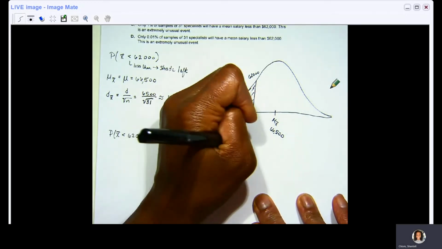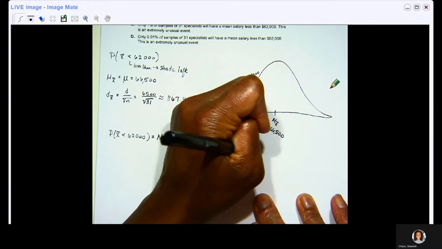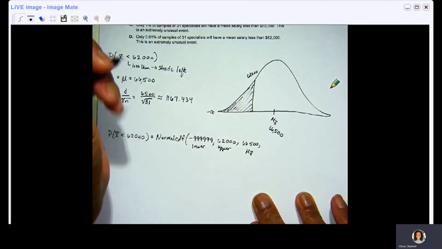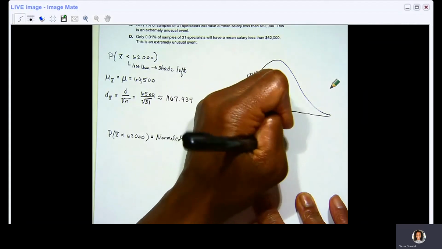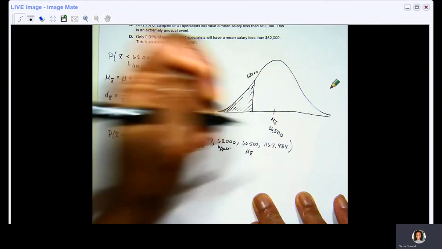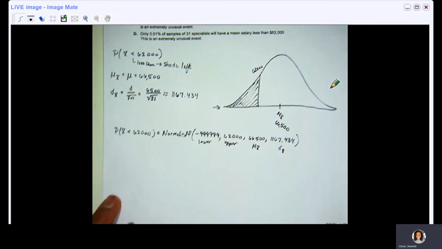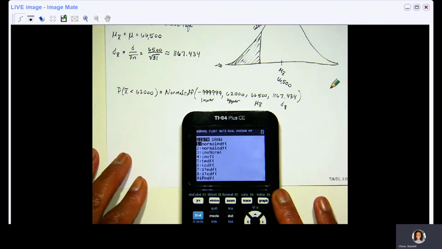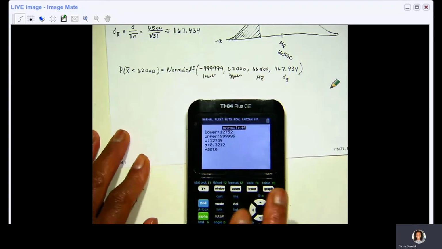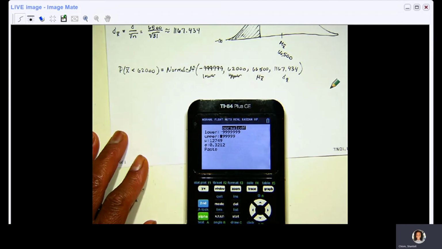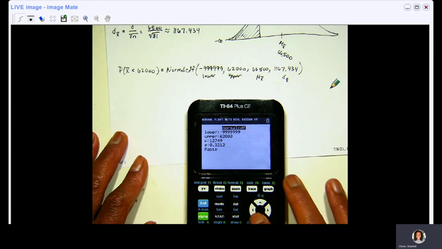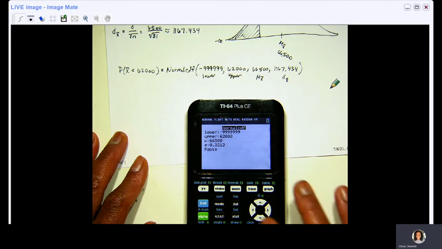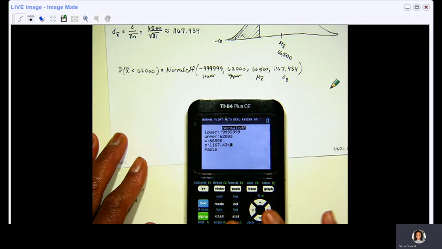My mean mu sub X is 66.5, and my standard deviation is 1167.434. Okay, so normal CDF, second VARS, we've got a lower bound of negative 99999, an upper bound of 62,000, a mean mu of 66.5, a deviation of 1167.434. And we'll hit paste.